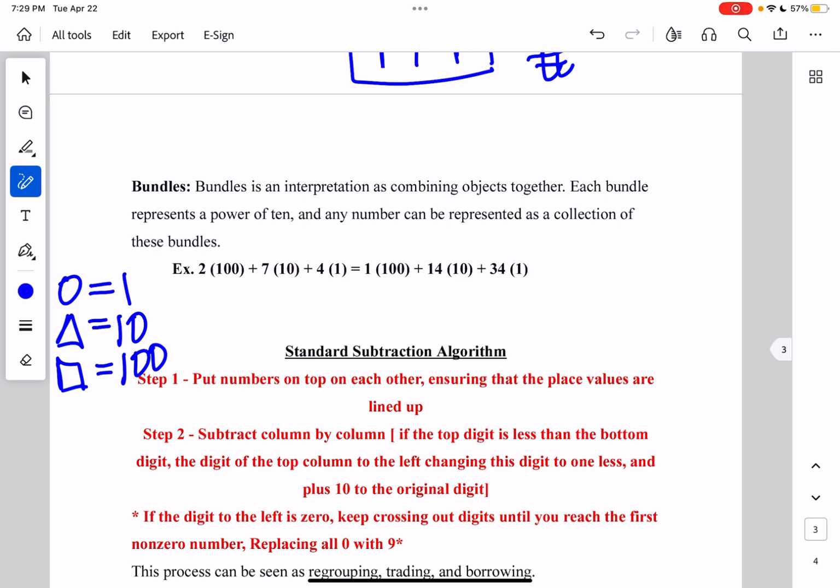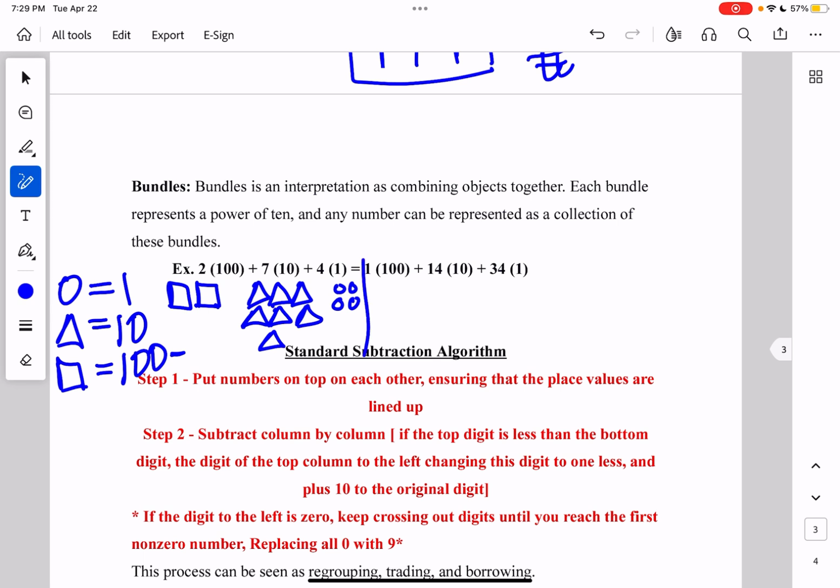So we're going to change the color just so you're able to see. Oh, I guess I changed it on the whole board. Oh well. But, so when we're looking at it, we have 200. So we know 100 is a square. So we have 2 squares. And then we have 7 tens. We know a triangle is a 10. So we have 7 triangles. And then 4 ones. And we know a circle is a 1. So we have 4 circles.